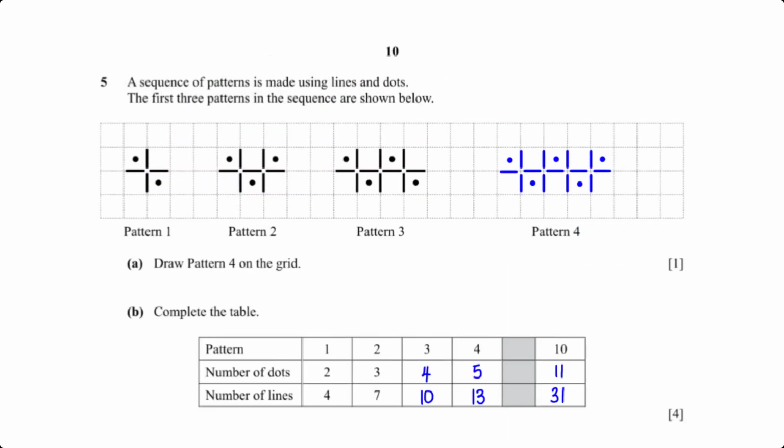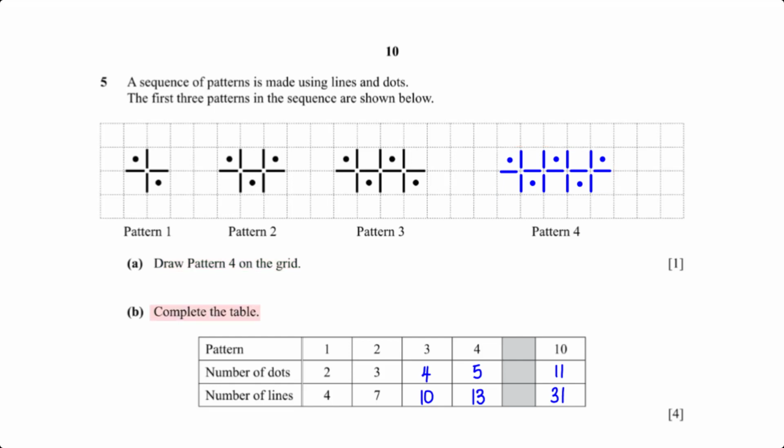A sequence of patterns is made using lines and dots. The first 3 patterns in the sequence are shown below. Draw pattern 4 on the grid. When we look at the patterns, we see that the next pattern increases by 3 lines and 1 dot. And so for pattern 4, we first draw out pattern 3. Then we add 3 additional lines at the end with 1 dot at the top.